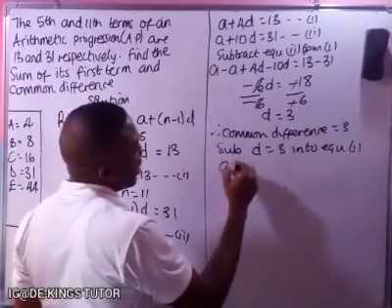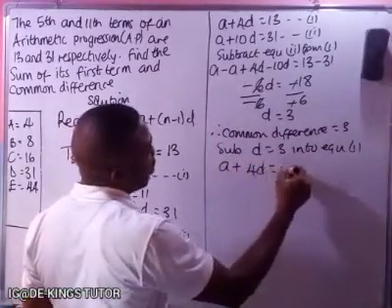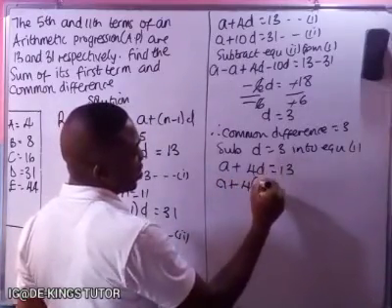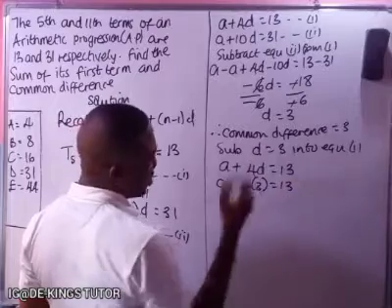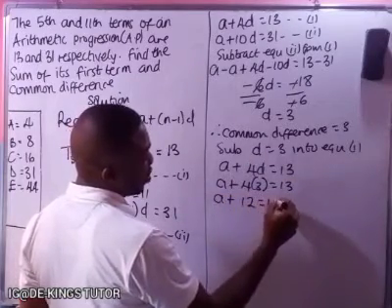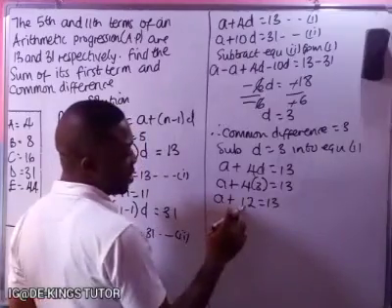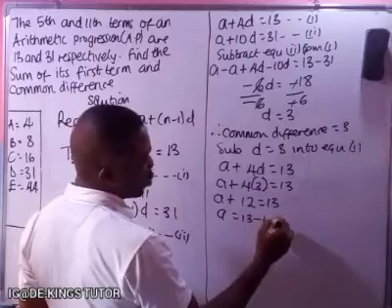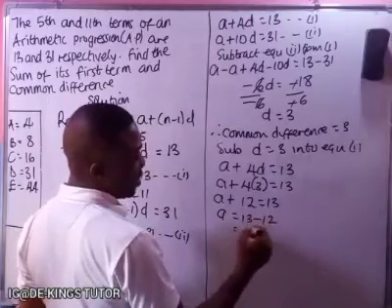Equation 1 is a plus 4d equals 13. So we have a plus 4, our d is what? 3, equals 13. So we have a plus 4 times 3, which is what? 12, equals 13. And to make a the subject, this will have to go to the other side. So we have a equals 13 minus 12. So our a, 13 minus 12, is what?